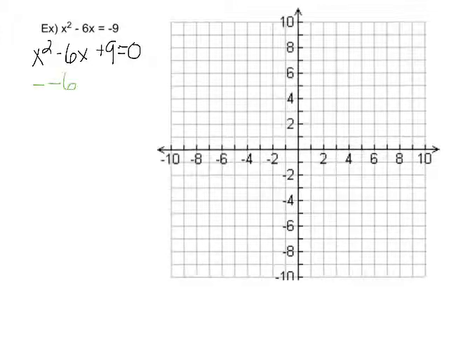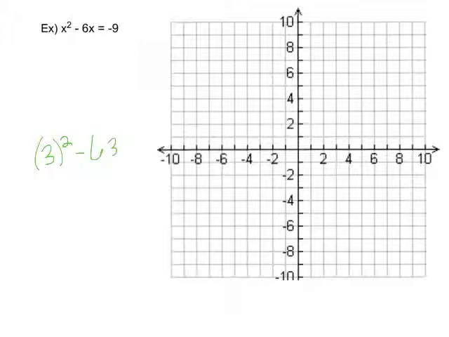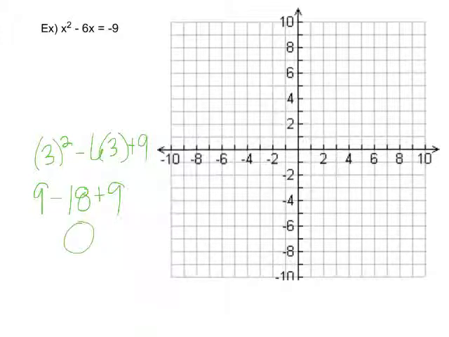So I get -(-6) over 2 times 1, so I get 6 over 2, which equals 3. Then I'm going to get 3 squared minus 6 times 3 plus 9. So I get 9 minus 18 plus 9. So 9 minus 18 is -9. And then I get plus 9, which equals 0. So my vertex is at (3, 0). So I'm going to go 3, 0.